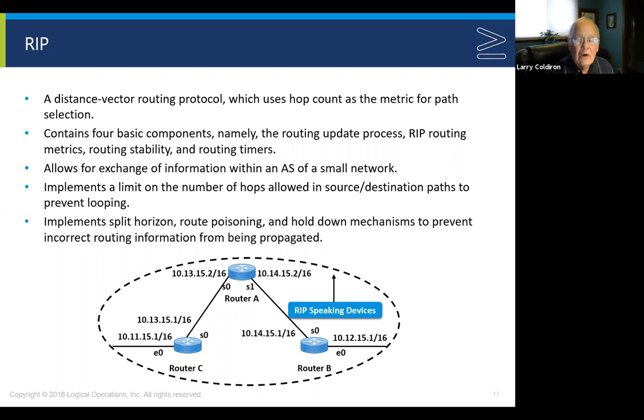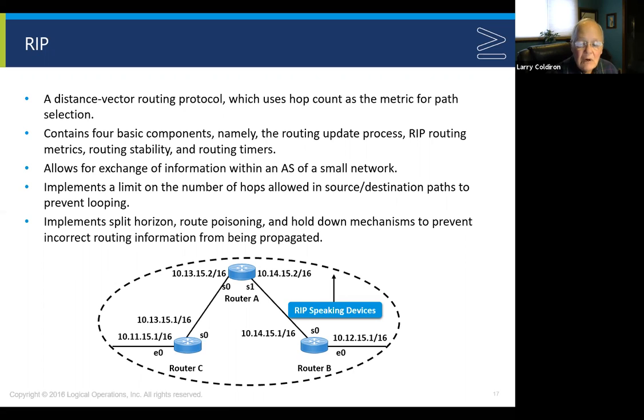It implements a limit on the number of hops allowed in the source and destination paths to prevent looping. We define infinity with RIP, and infinity with RIP is 16. So when we say small network, we really mean small network. The maximum number of hops any place in the network is 15. 16 becomes infinity, and it can't go any further.